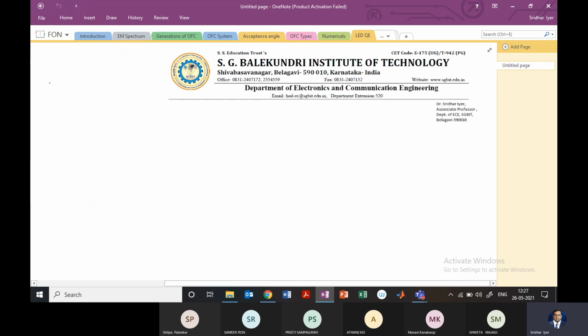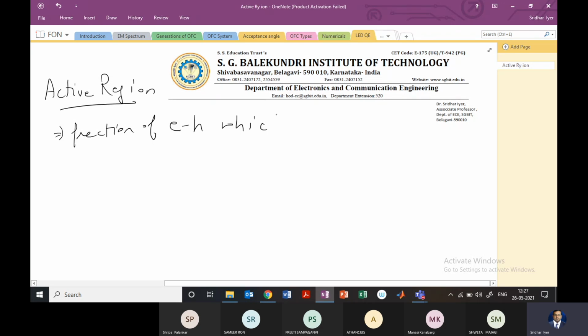This is going to occur in the active region. So we are only worried about the active region of the LED, and this is defined as the fraction of electron holes that recombine radiatively, right? We are not really interested in the ones which do not recombine radiatively, because that is not going to generate light, right? So from the previous derivation that we have done, I'll just write the final result.